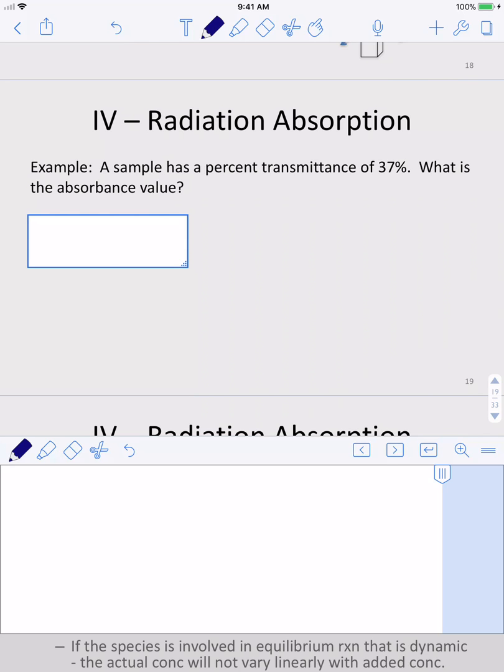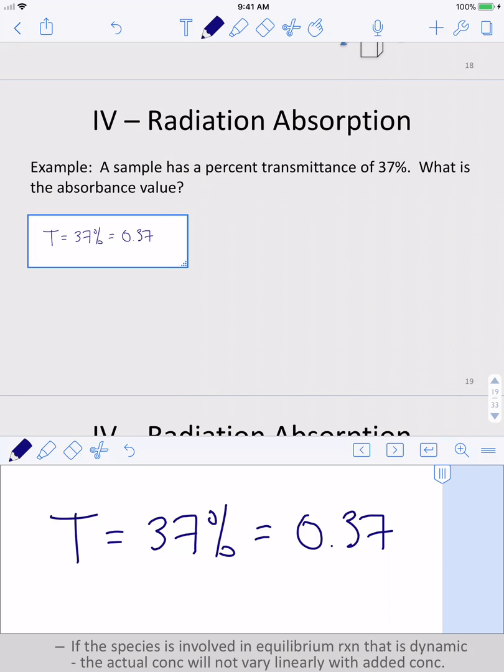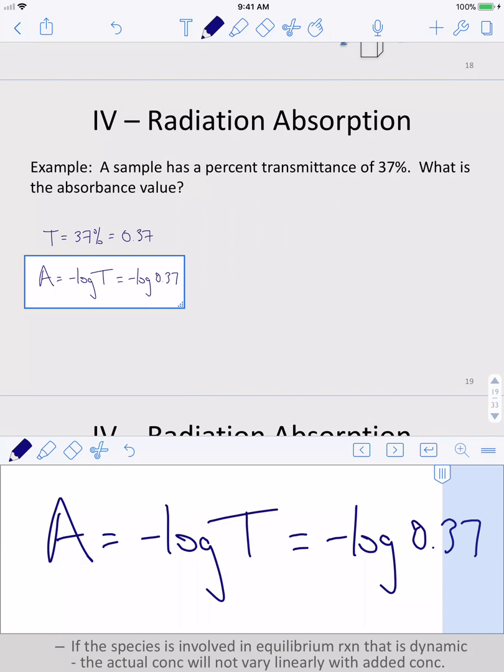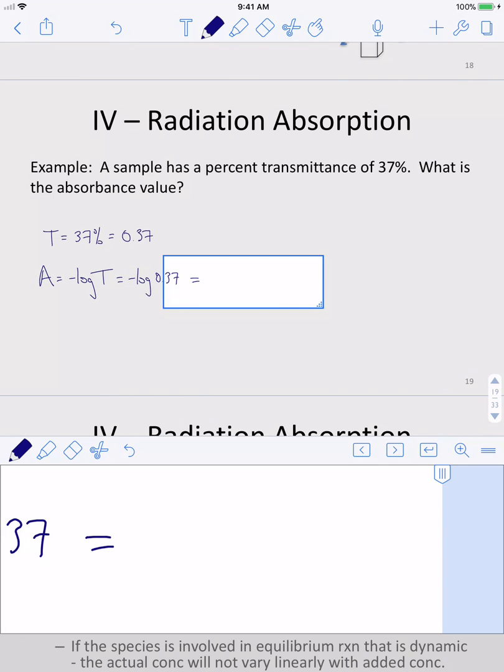So if we're at 37%, if we want to convert it to just transmittance, then 37% is equal to a transmittance of 0.37. Okay. And so if we want absorbance, absorbance is negative log of T, not percent T, but just regular T. So we have negative log of 0.37, and we get 0.43 absorbance units, AU.